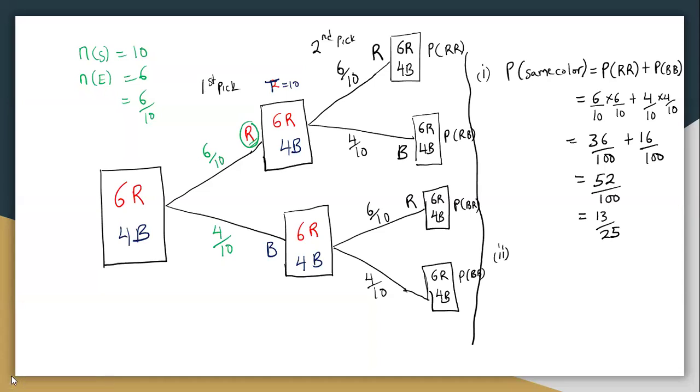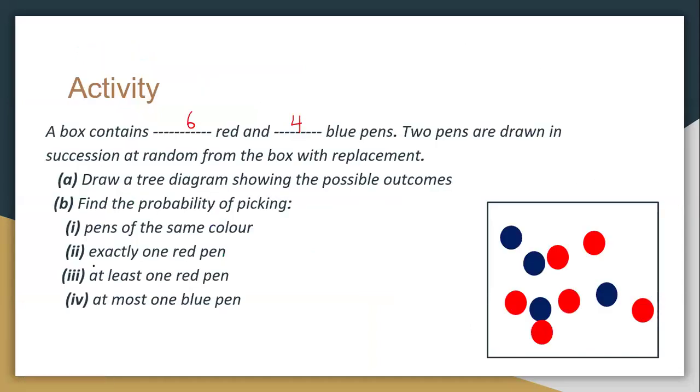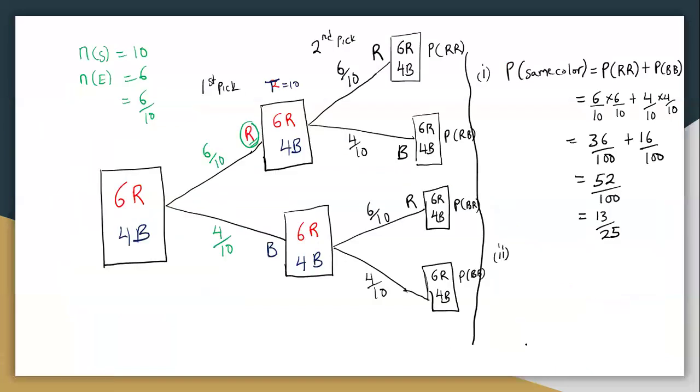Okay, then I go back to the second question. The second question wanted exactly 1 red pen. So exactly 1 red pen. Members, can you put in the chat which probabilities are they interested in? Exactly 1 red pen. So members in the chat, put which probabilities are we going to look for?